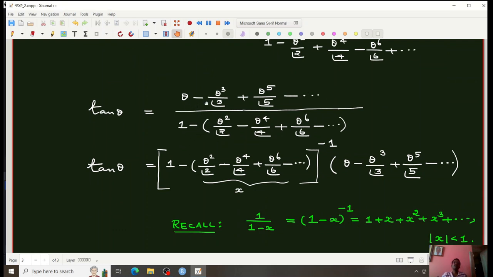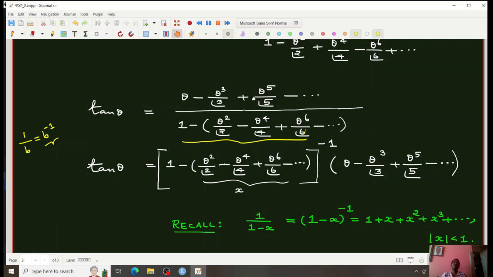See, this is of the form A over B. So we are taking this denominator to the numerator. So this can be written as 1 minus theta square by 2 factorial minus theta power 4 by 4 factorial plus theta power 6 by 6 factorial raised to the power minus 1. As we are all aware, if we have 1 by b, we can write it as b power minus 1. So you can take it to the numerator and write it with a negative index or negative power. Okay, so that's what we are doing. We are taking this term to the numerator with the index raised to the power minus 1.